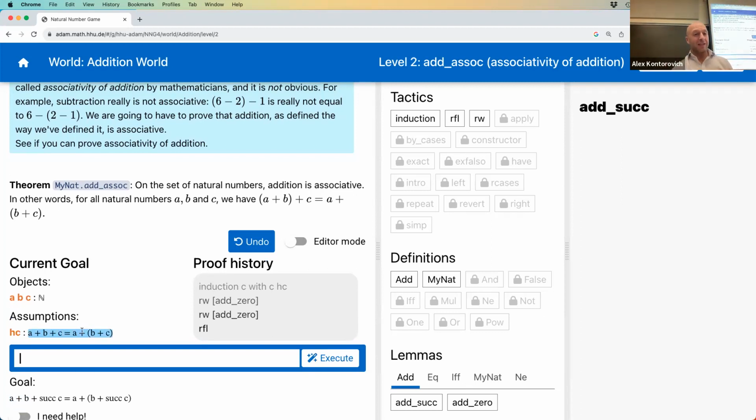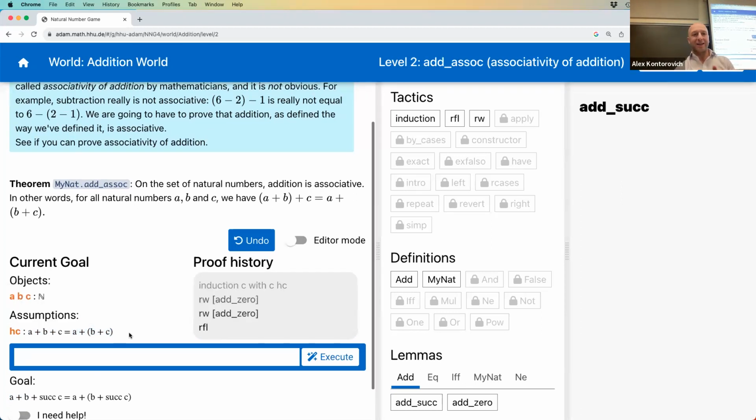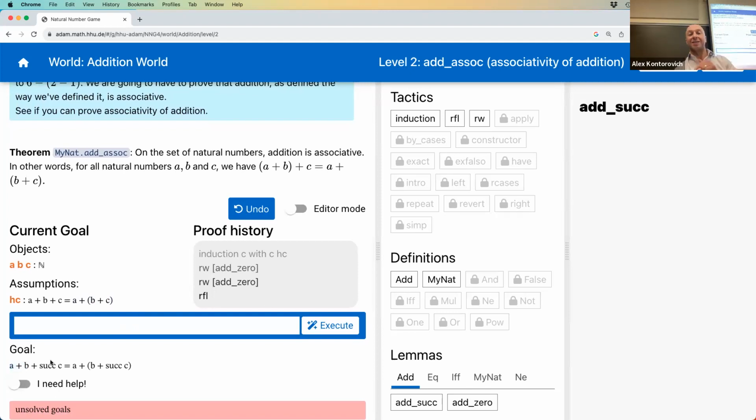Now we have this as the induction hypothesis. Assume that we have associativity for a, b, and c. Why is there associativity for a, b, and the successor of c? Now what? Okay, what is that going to do?